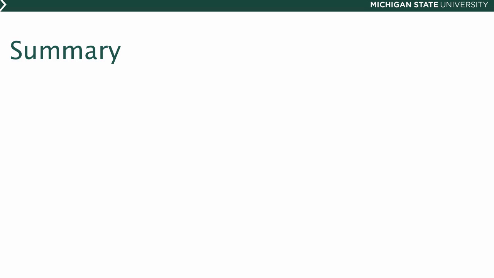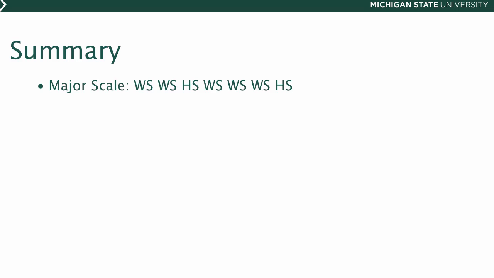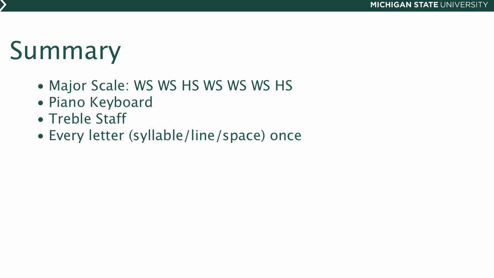We have now built a few major scales using the interval pattern whole step, whole step, half step, whole step, whole step, whole step, half step. We did it on the piano keyboard first, which is easy since it clearly shows whole steps and half steps. When we use a musical staff, we need to know where the whole steps and half steps are on the piano keyboard, particularly the white key half steps, E to F and B to C. We used every letter, or line and space, or syllable, once, adding accidentals as necessary to create the correct intervals for the major scale. In the next lectures, we'll learn that we can avoid accidentals by using a key signature that shows all the accidentals in a key.